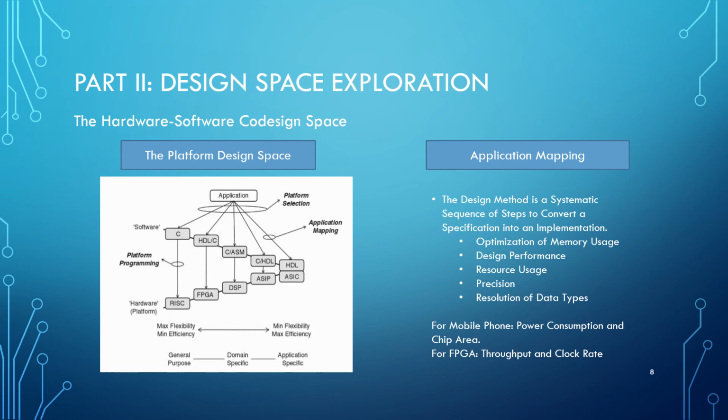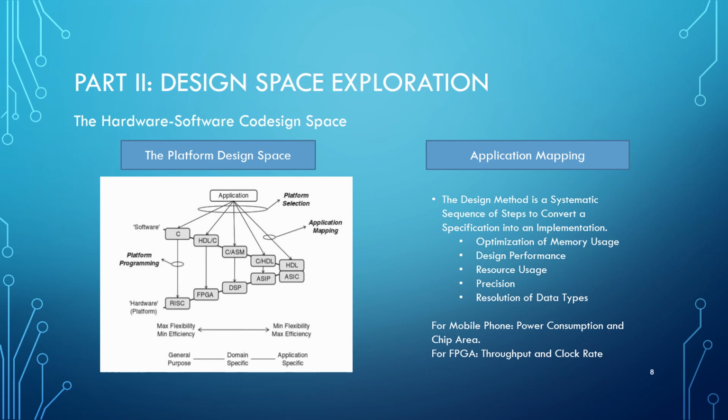An interesting and very difficult question is how can we select a platform for a given specification, and how can we map an application onto a selected platform. Firstly, from experience, and secondly, by using a design method. A design method is a systematic sequence of steps to convert a specification into an implementation, and usually is a canned sequence of design steps.